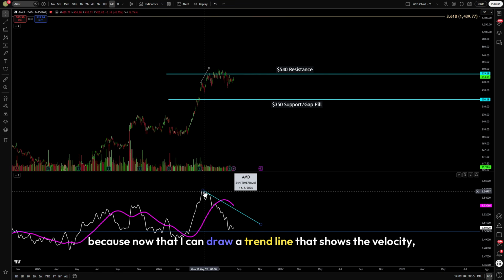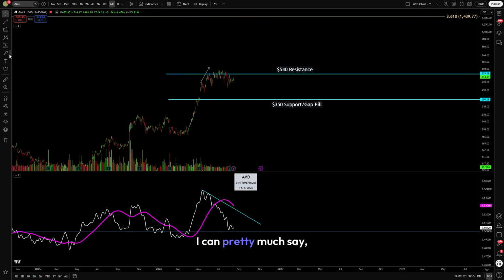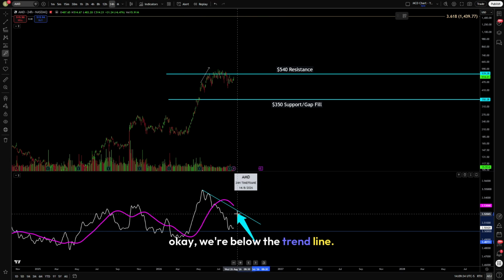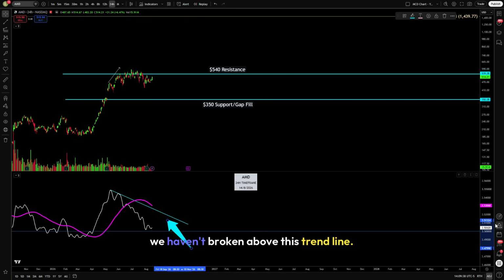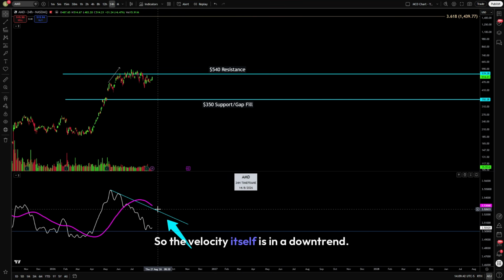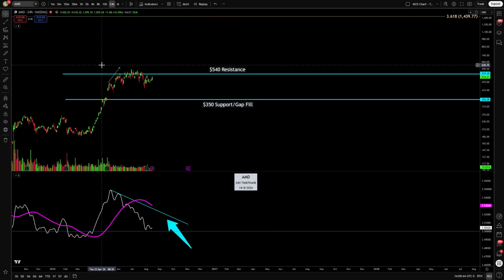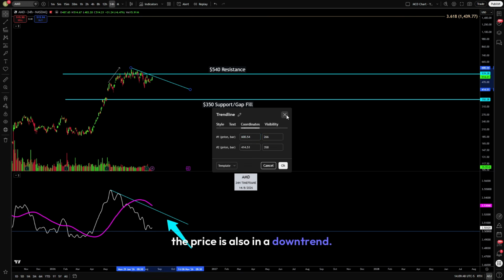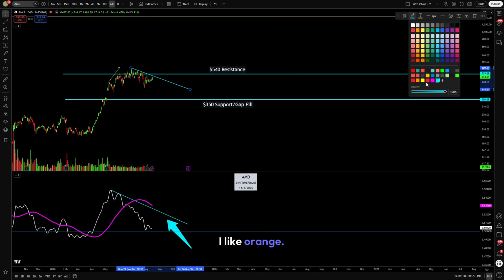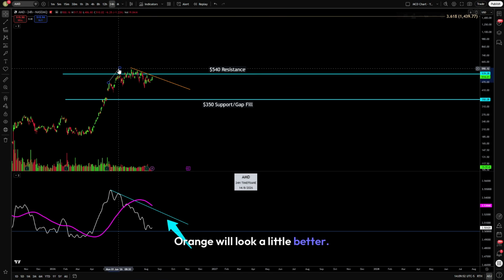Because now that I can draw a trend line that shows the velocity, I can pretty much say, okay, we're below the trend line. We haven't broken above this trend line, so the velocity itself is in a downtrend. You can even see from a price point of view, the price is also in a downtrend. We're going to change that to orange. I like orange. Orange will look a little better.